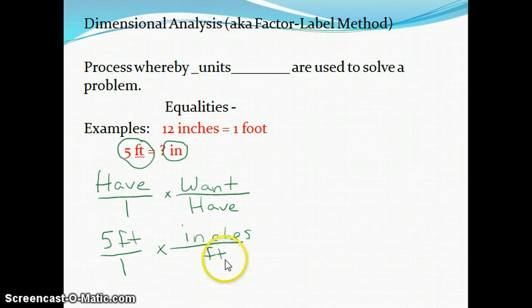Okay, and the next step is to find what numbers are going to go into these two spots. So if we look up at our equality, I can see that it says 12 inches equals 1 foot. So next to inches, sorry, I'm going to write 12.